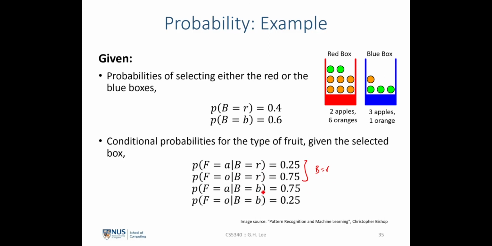Similarly, when the box that is selected is a blue box, we will see that the probability of selecting an apple would be 0.5, and the probability of selecting an orange would be 0.25, and these two must sum to 1 as well.